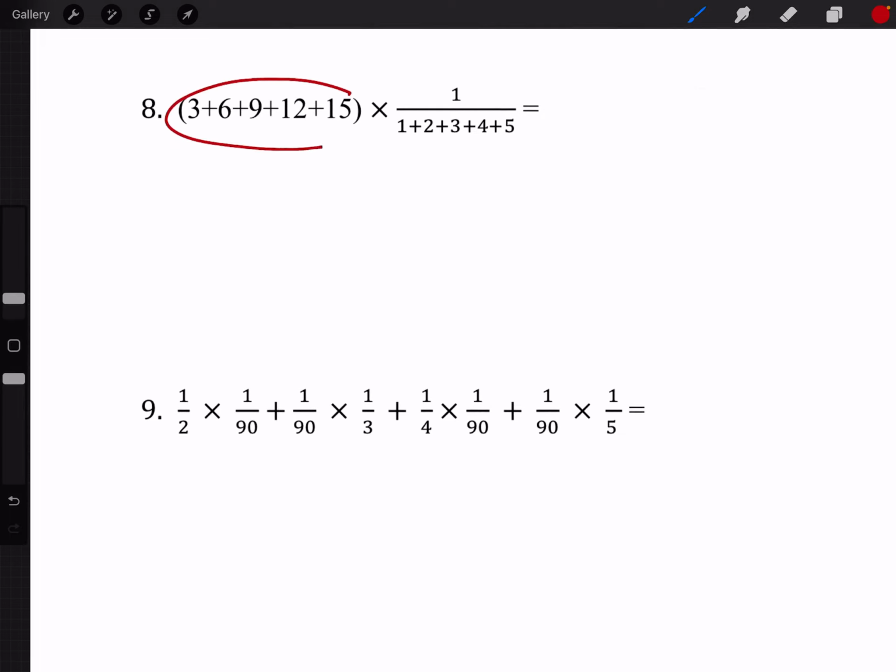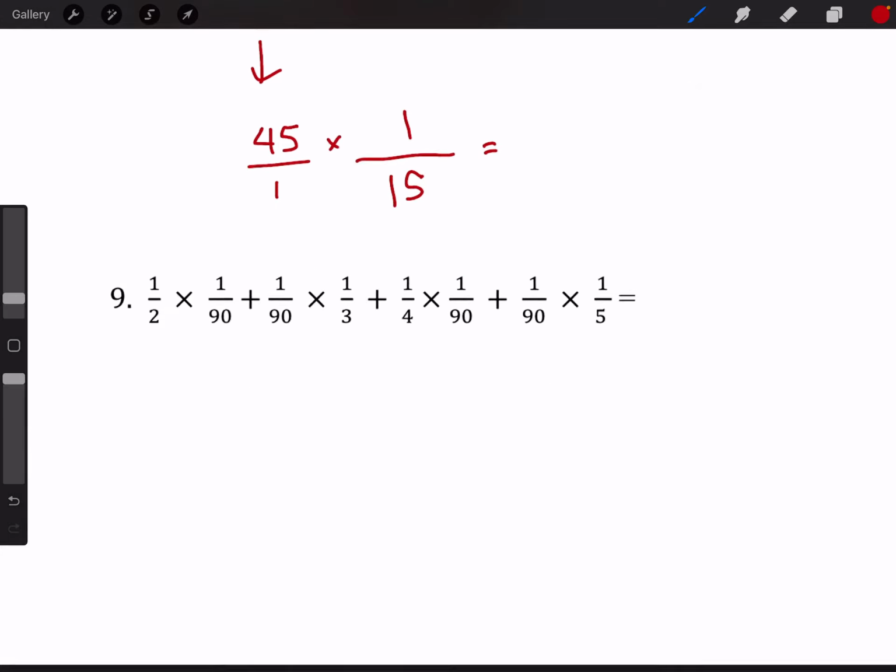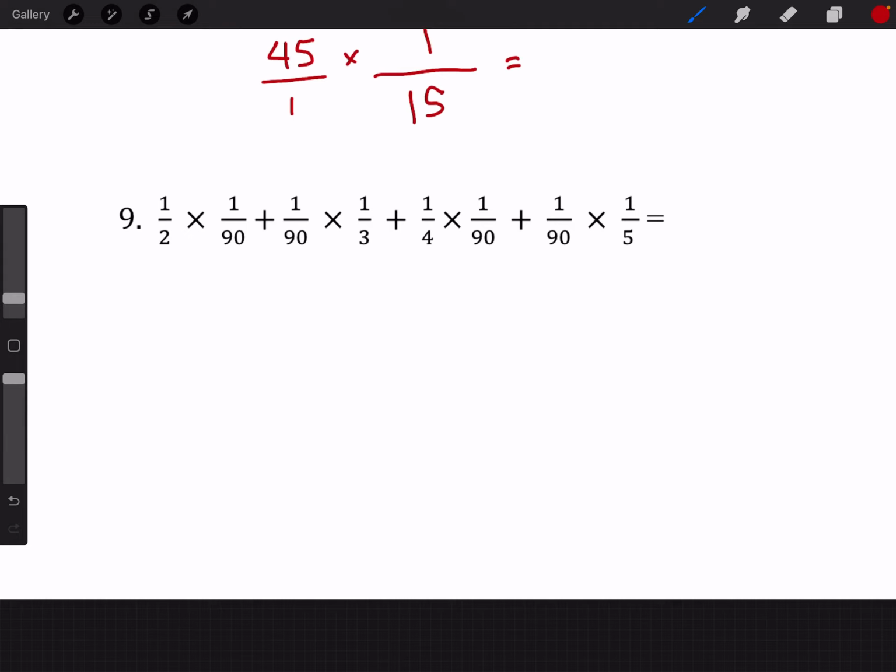Now this one, you can work it out, it's going to give you 45 and times it by 1 over, you add all that up, that gives you 15. And because we're multiplying, we should make this into a fraction as well. This is a whole number. So let's make a fraction by putting it over 1. Now you can just simplify and get the answer. I'm not going to do that for you. Work it out.